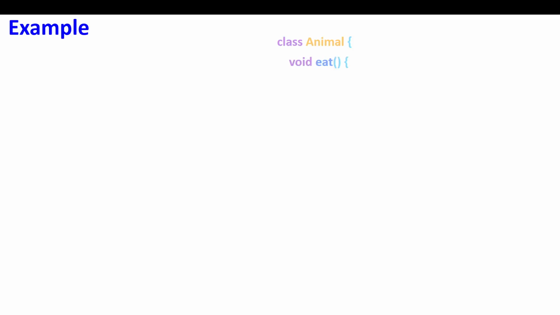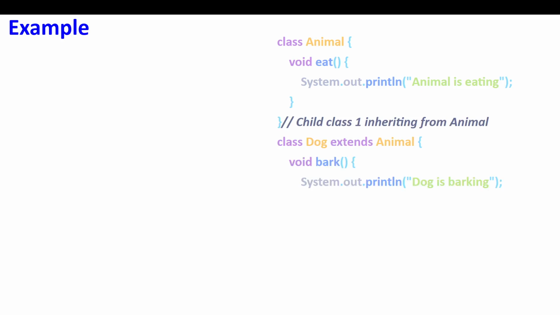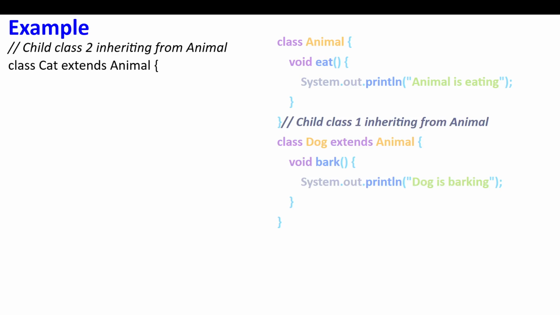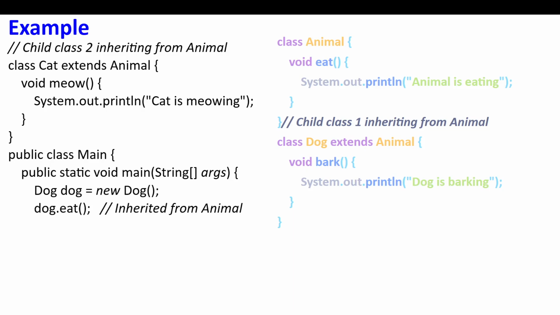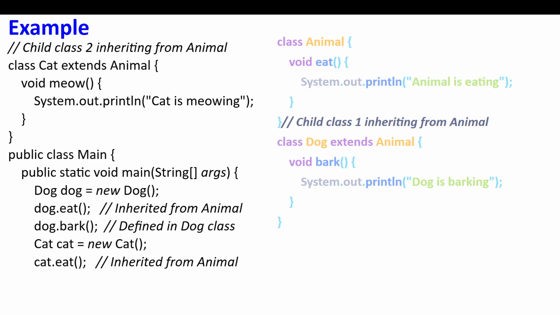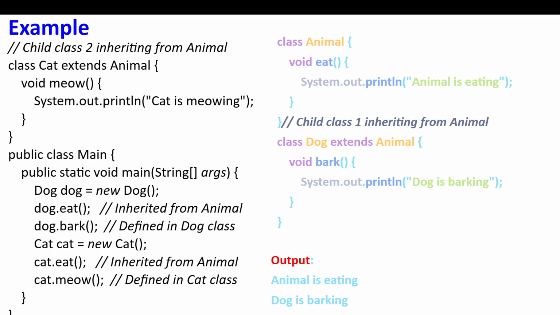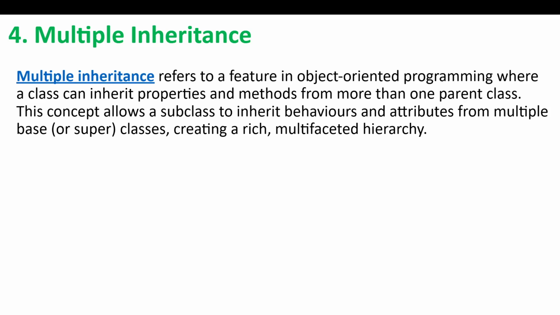Example, the same example: the animal class is the base class. It has the eat method. Another child class, dog, has the bark method. Another child is called cat. It contains the meow method. It displays the cat is meowing. And then from the public class, we can create the objects for the child classes. Using that object variable, we can access the methods of the different classes. So the output would be: first we invoke the eat method, so animal is eating is displayed. Then dog is barking. Then animal is eating. Then cat is meowing.